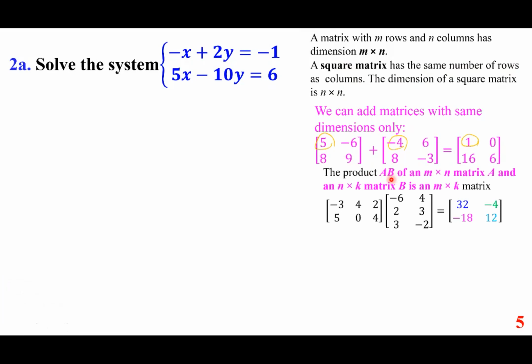The product A times B of an m by n matrix A and an n by k matrix B is an m by k matrix that is the result. So you can only multiply two matrices if the number of columns of the first one is the same as the number of rows of the second one. So look at this one.